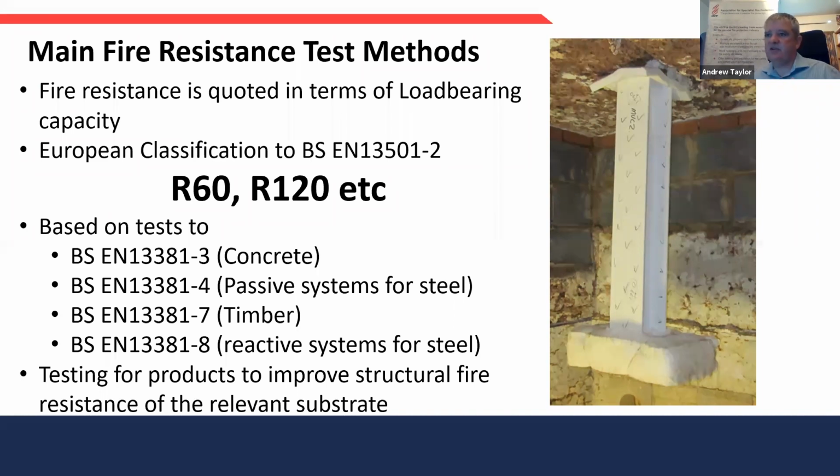And these are testing for products to improve the structural fire resistance of the relevant substrate, and how those products are tested and quoted and assessed varies subtly. They all have the assessment methods within the test method and how they're quoted. So, for instance, with the concrete and timber tests, you get a level that gives you an equivalent level of insulation as if you had more concrete there or more timber there. And then with passive and reactive, you get the big tables, and I think one of those is going to appear at some point later in the presentation.